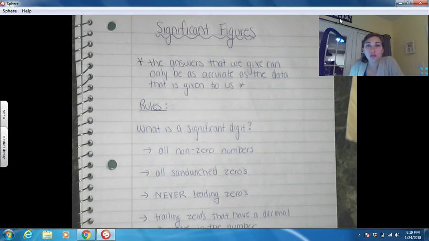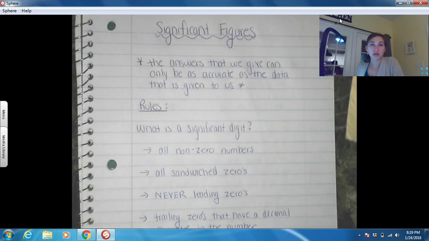So the reason why we use significant figures is because the answers and the data that we get from experiments can only be as accurate as the measuring tools we have. Or if we're just dealing with problems on a piece of paper and data is given to us, our answers can only be as good as the data that's given to us. You can't say something is more accurate than the information given to you.